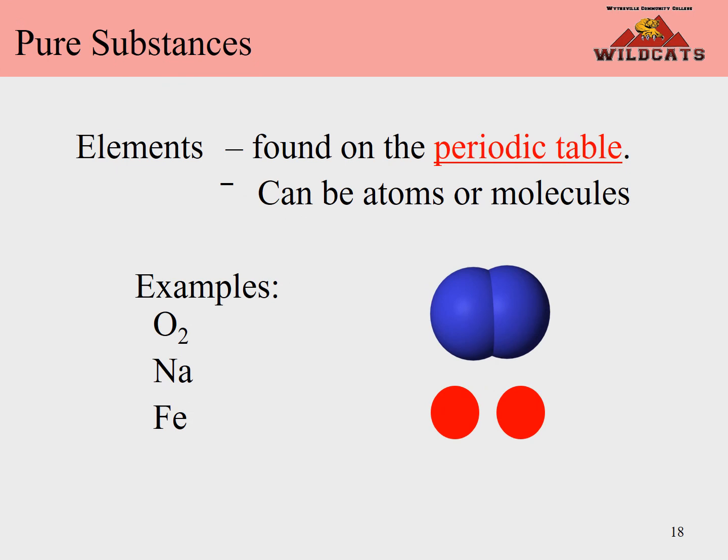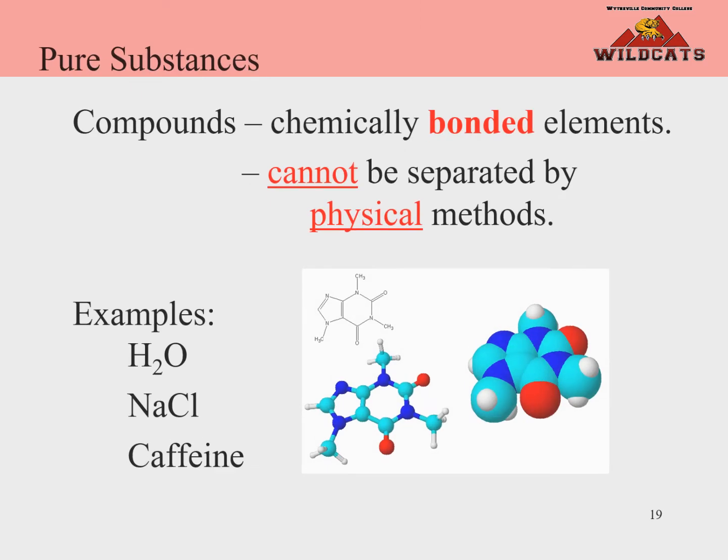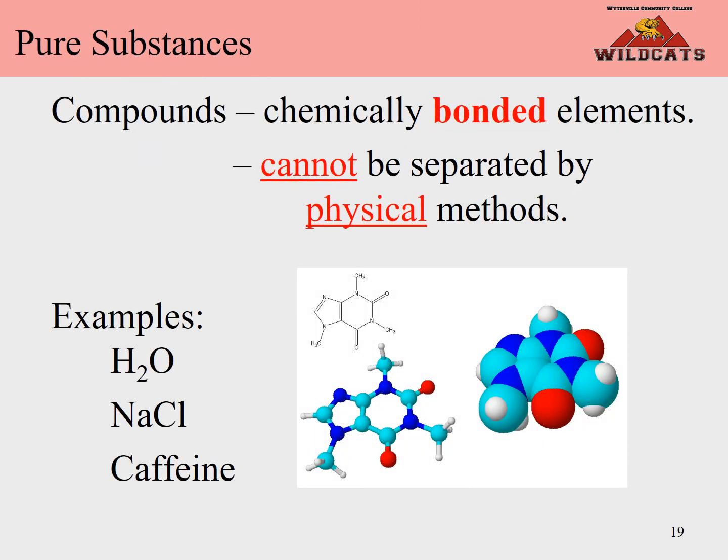So for pure substances, we can start out with elements. They're found on the periodic table and can be atoms or molecules. A couple examples: we've got O2, Na, and Fe. They can also be compounds, which are chemically bonded elements. We're going to take a closer look at bonding in a couple chapters. This is chapter 3. Compounds cannot be separated by physical methods. A couple examples are water, sodium chloride, and caffeine. Again, all these are pure substances because only one substance exists, but it has a bunch of different types of atoms that are bonded to each other.